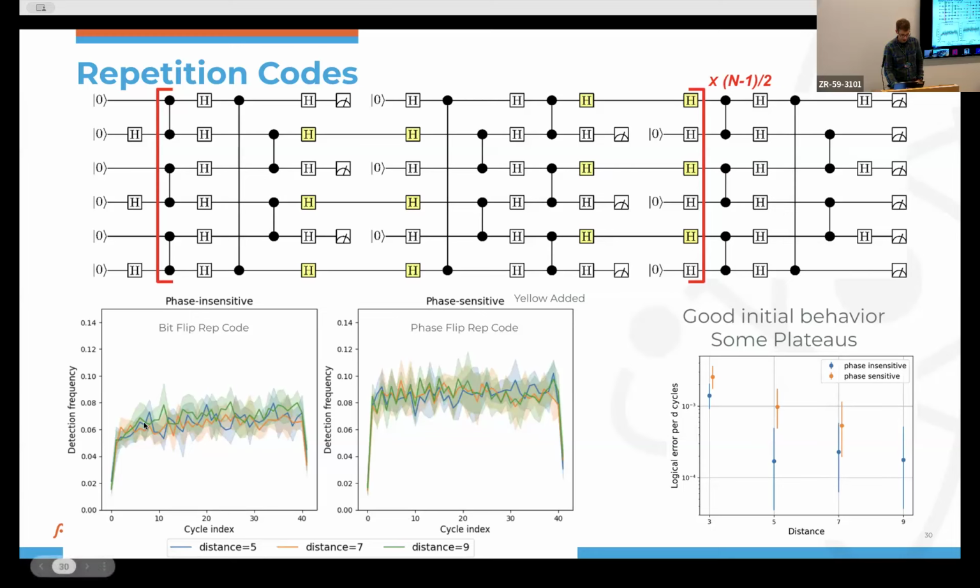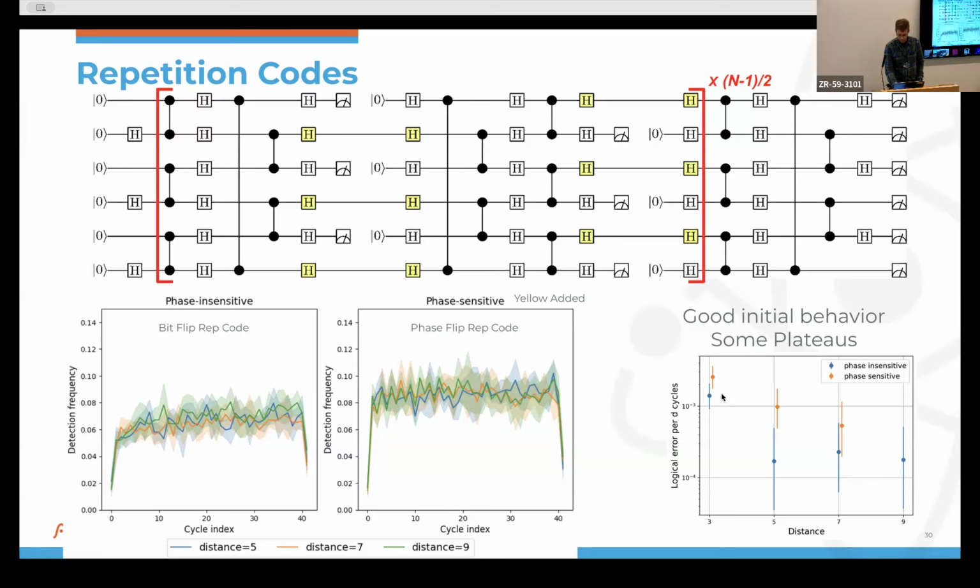Detector frequency basically is a measure of how often a bit you measure is different than the bit you measured in the previous round, which is something that you expect not to happen, because if there are no errors, these measurements would be the same every round. So this is a measure for the physical error rate happening during the circuit.